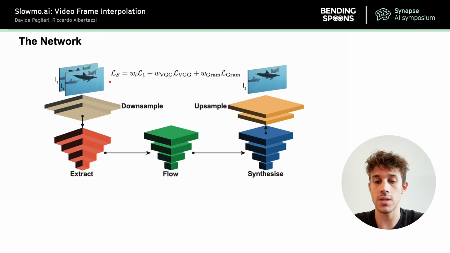The loss that we use is the style loss from FILM, and it is made up by the L1 loss, the perceptual loss with VGG network, and the Gram matrix loss with VGG network. And this helps us retain sharp details.